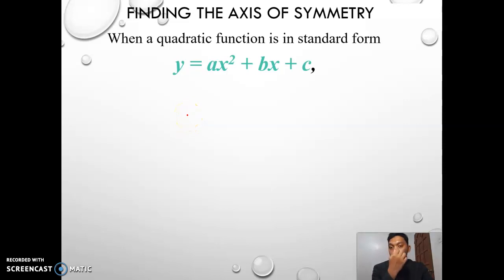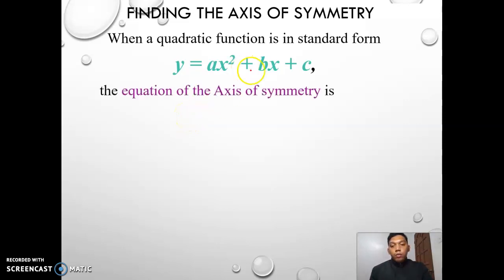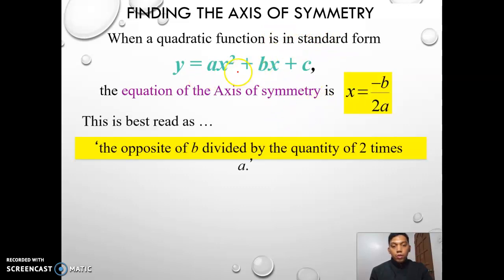So when a quadratic function is in standard form, the axis of symmetry... remember, the standard form or the vertex form? So this is the general form. To get the axis of symmetry, you can just use this one: x = negative b over 2a. The opposite of b, or the negative of b, divided by 2 times a.